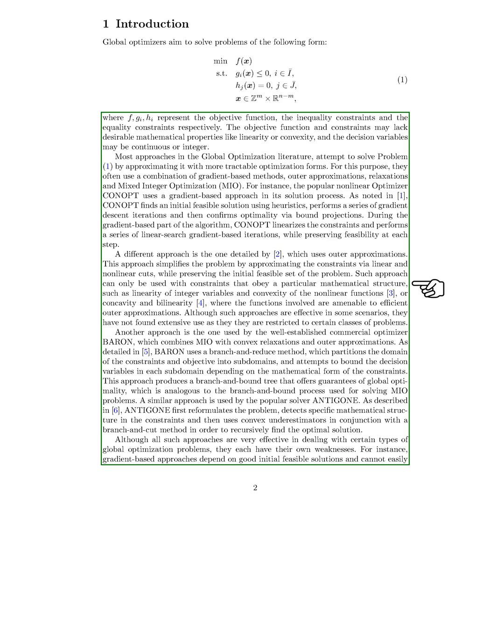It first reformulates the problem, detects specific mathematical structure in the constraints, and then uses convex underestimators in conjunction with a branch and cut method to recursively find the optimal solution. While these approaches are effective for certain types of global optimization problems, they each have their own limitations. For example, gradient-based approaches rely on good initial feasible solutions and struggle with integer variables.